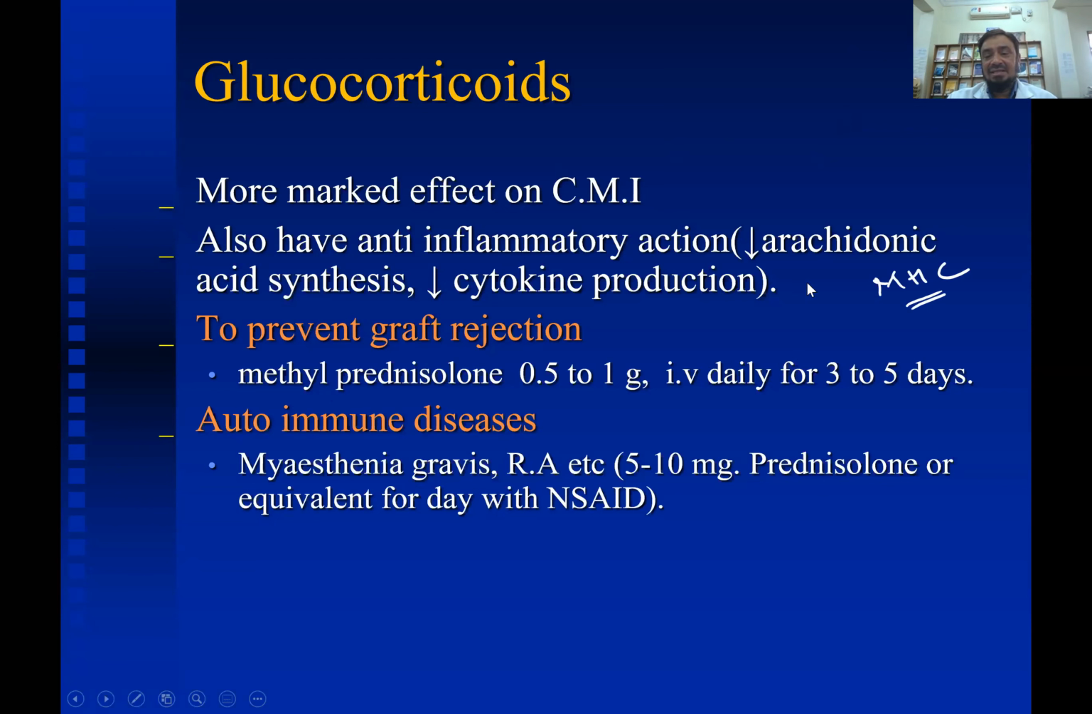Okay, whenever there is accelerated or acute graft rejection, the treatment of choice that we give is glucocorticoids, that is methylprednisolone, given for 3 to 5 days intravenously daily. Also, they are used for induction therapy as well as maintenance therapy for the graft rejection, and in autoimmune diseases like myasthenia gravis, rheumatoid arthritis, and many other autoimmune diseases, these glucocorticoids can be used.